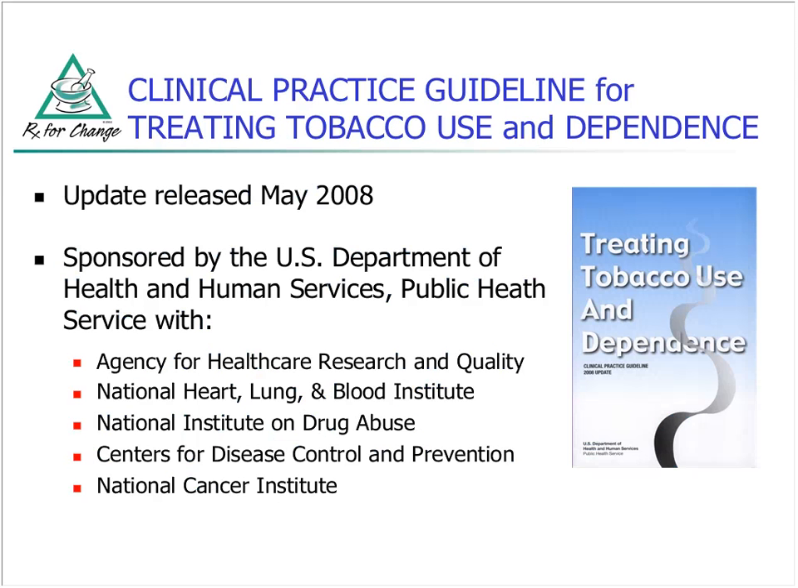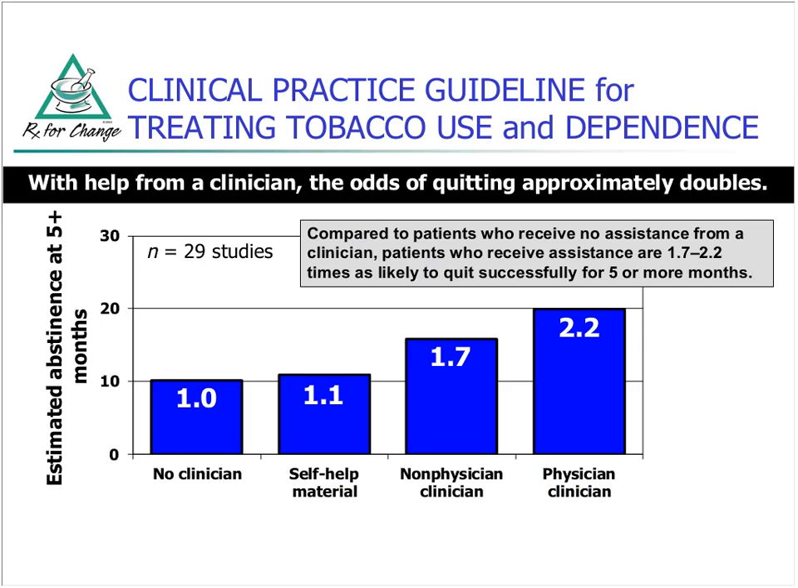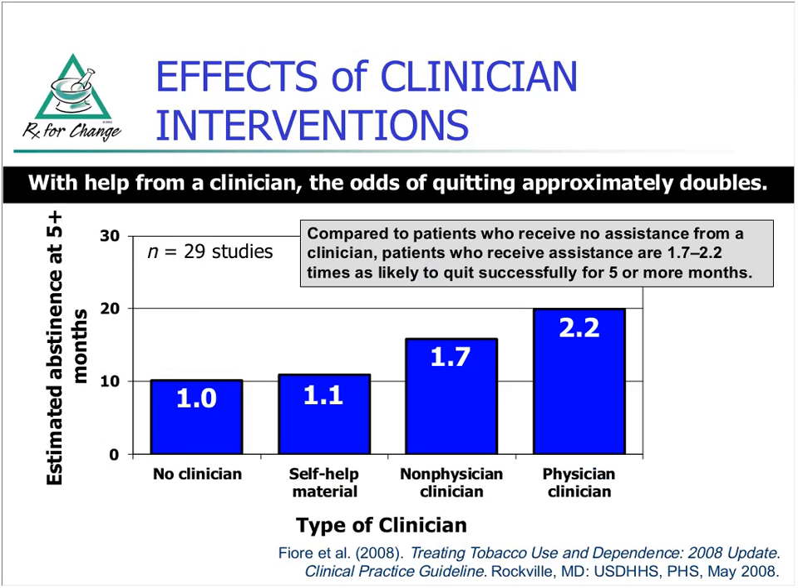I mentioned the clinical practice guideline was released in May 2008, which is unbelievably a long time ago already, and this is the third version. So a lot of organizations worked on this together. It's a series of meta-analyses that basically states recommendations for how to proceed with cessation interventions. So we did mention the effects of clinicians improves the patient's ability to quit, and here with the reference group of no clinician, non-physician clinicians will give them a 70% increase in their ability to quit, and physician clinician more than doubles patients' abilities to quit, okay?